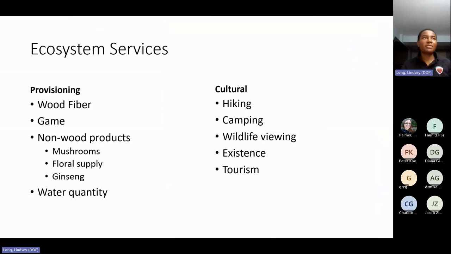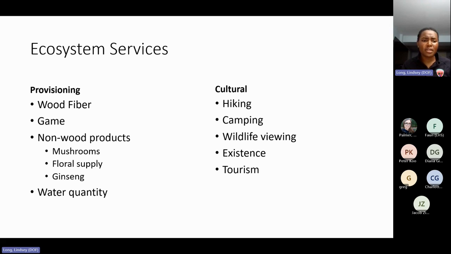Okay, so ecosystem services are essentially all of the things that we get from the ecosystem, and I'm going to stick to forest in this case. There are 4: provisioning, cultural, regulatory, and supporting. Provisioning and cultural, I think, are the 2 easier ones to grasp, so I'll go over those first.